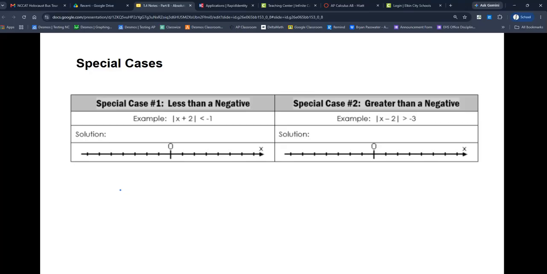Okay. All right. There are 2 special cases that we have to watch out for. You may even want to write this down. Usually, less than problems are and problems. They usually are between two numbers.